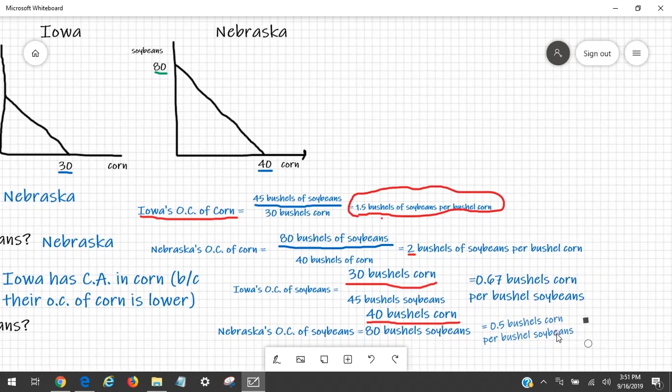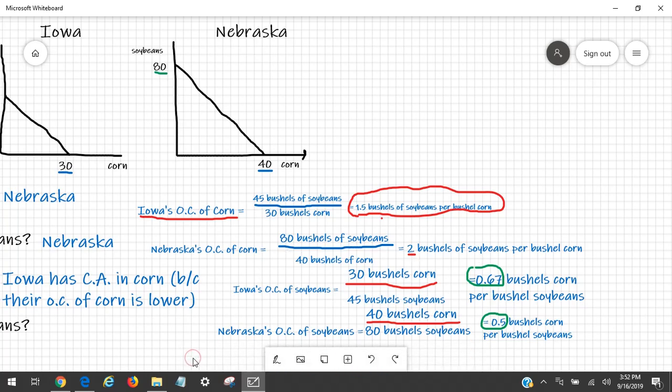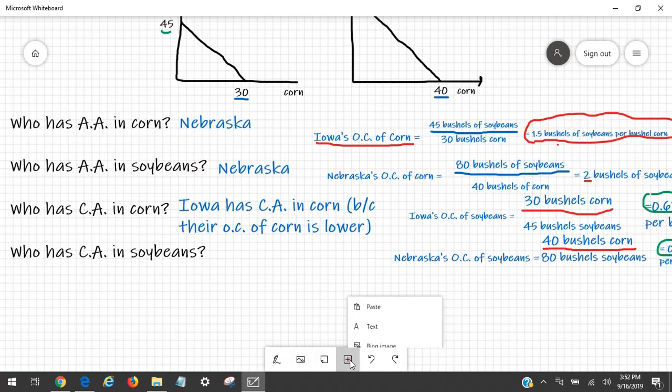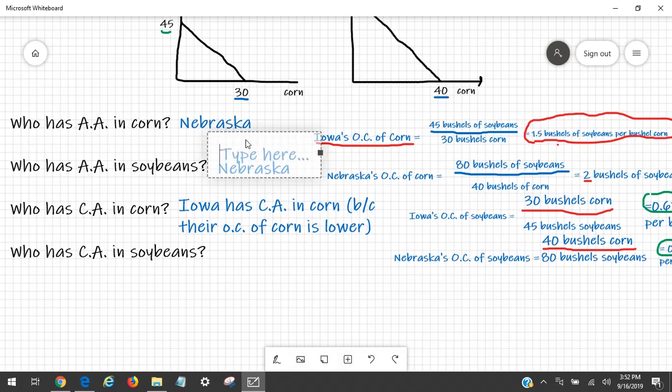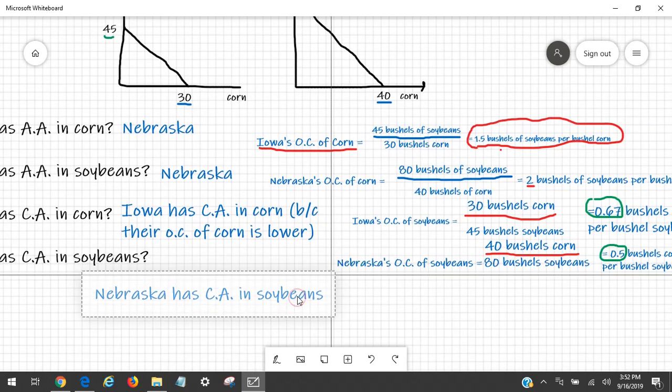So whose is lower for soybeans? Iowa's opportunity cost of soybeans was 0.67. Nebraska's is 0.5. So Nebraska's 0.5 is lower than Iowa's 0.67. Therefore, Nebraska, having the lower opportunity cost in soybeans, has the comparative advantage in soybeans. So over here I would write: Nebraska has the comparative advantage in soybeans because the opportunity cost for Nebraska of soybeans is lower than Iowa's.